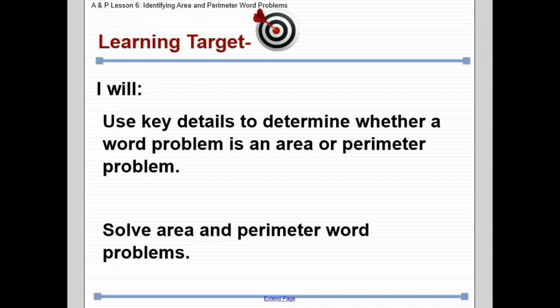By now, you know that it's very important to have a pencil, scratch paper, and your math packet so that you can participate in this lesson with me and take notes. By the end of this lesson, you will be able to do 2 things. You will be able to use key details to determine whether a word problem is an area or perimeter problem. You'll also be able to solve area and perimeter word problems.